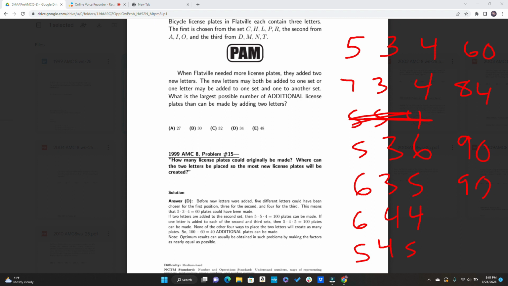6, 4, 4, that's 24 times 4, ends in a 6. You know what, you guys? No shame in writing it out. Just saying. 96. Okay? And then 5, 4, 5, 5 times 4 is 20, times 5 is 100. All right, so looking at our answers, we can see that 5, 4, 5 is going to be the greatest increase, but we want to know how much bigger that is than our original combination, which is 5, 3, 4. So originally, you had 60 possible license plates. Now there are 100. That's an increase of 40.